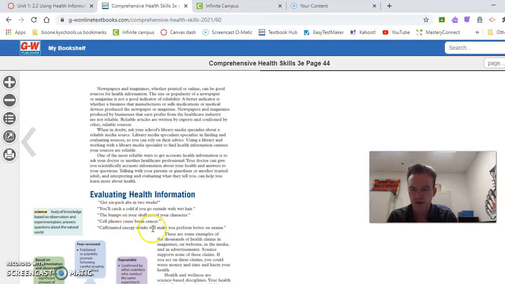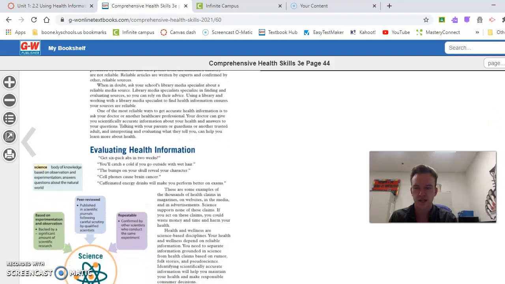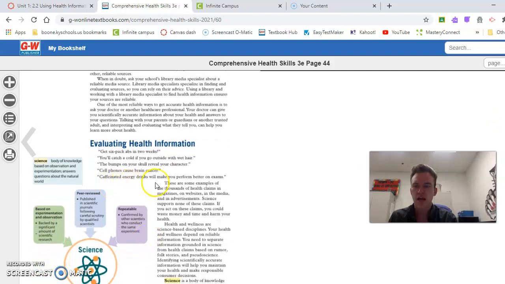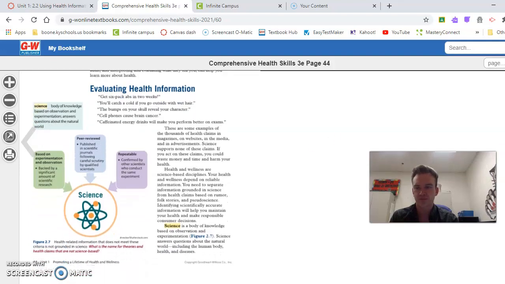Something else, cell phones cause brain cancer. That is a possible thing, but who knows? Those are all statements that you got to look up and kind of weigh the information that you're taking in. Caffeinated energy drinks will make you perform better on exams. Again, it might give you mental stimulation, but there could be side effects along there. It might slow you down and make you more jittery and think unclearly.